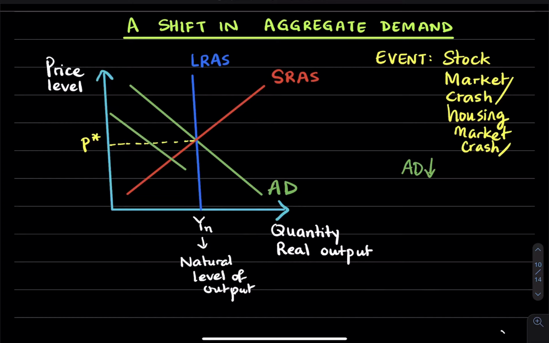So I'm going to call this AD1 and this AD2. And we can also label this, to represent, let's call this here P1.